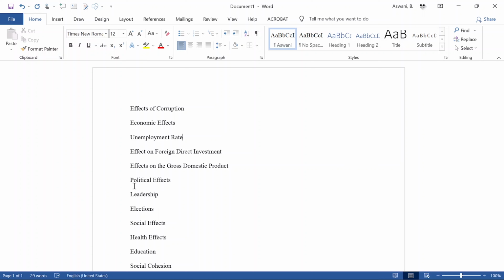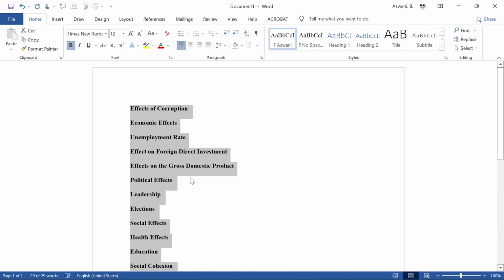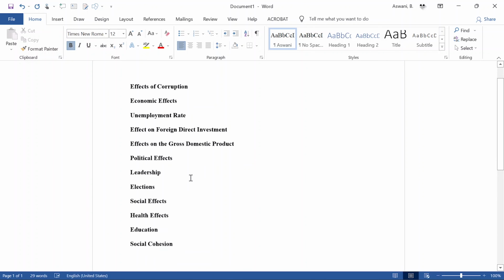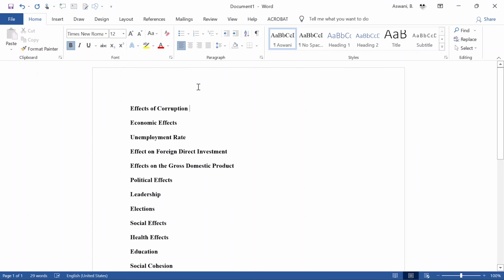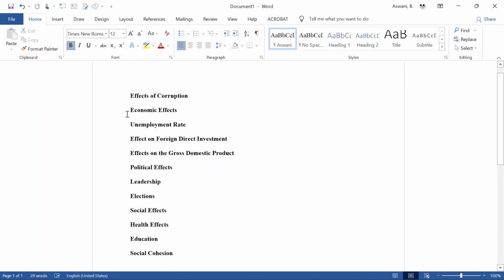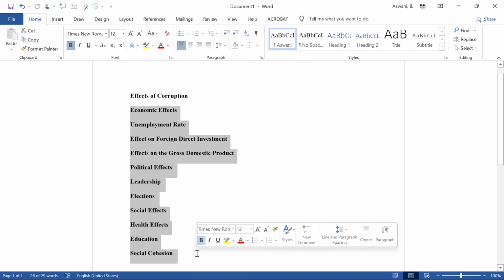So first of all, according to APA, you should boldface all the headings. So let us just put them to bold. So they should be in boldface. So the title, we call it the level 1 heading. So title is always the level 1 heading. That is the key thing. It's the overall thing that is covering all. So all of them are effects of corruption, okay?